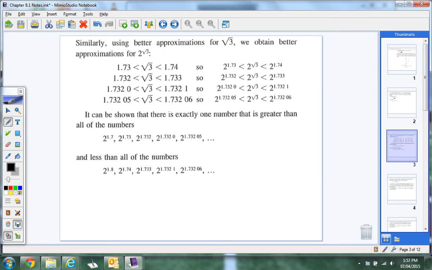We can get it really, really close to this outtake right here, where we can see root 3 is between 73205 and 73206. We can get it down to that point, so we know it's right there. It can be shown that there's exactly one number that is greater than all the numbers. If you have 1.7, you can keep making it greater by adding digits to the end of it. And conversely, you can also do it with the smaller numbers: 1.8, 1.74, 1.73, etc. keep getting smaller. These are the endpoints right here that are underlined.